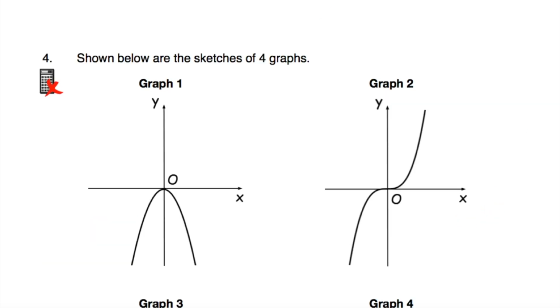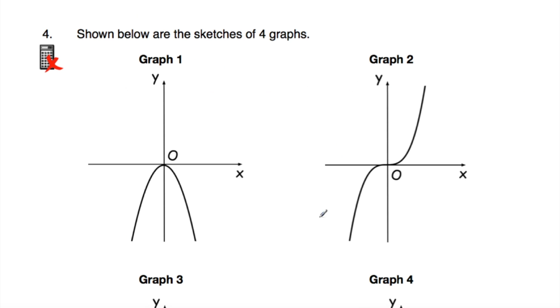Okay, let's look at our next question, question number 4. I like these types of questions where we've got the different types of graphs, the sketches of them, and we need to match them up. So here we've got graph 1, so this is n-shaped parabola. I'm thinking the -x squared graph. And then we've got graph 2, and that looks a bit like the cubic graph.